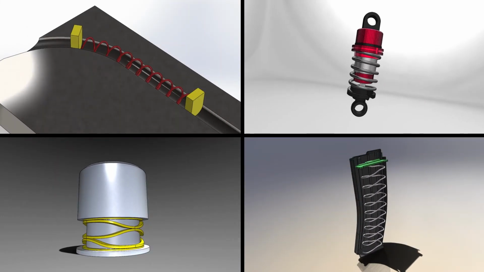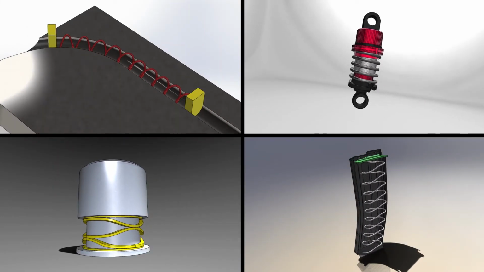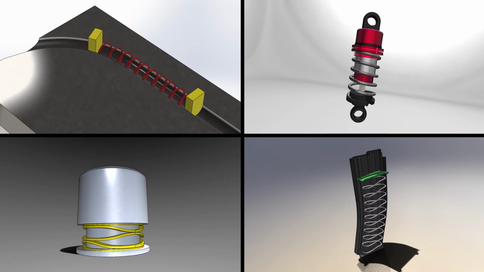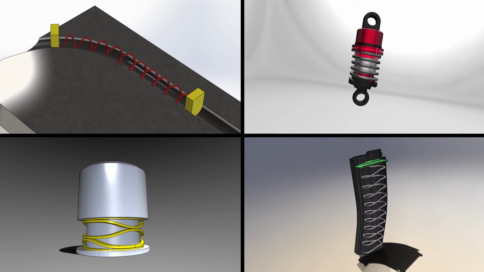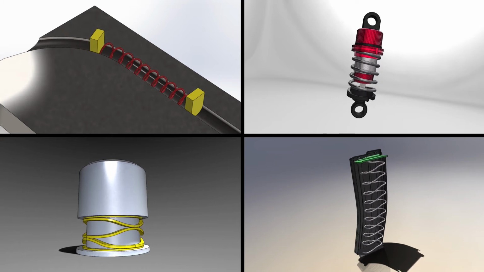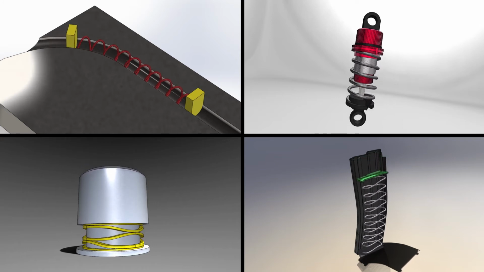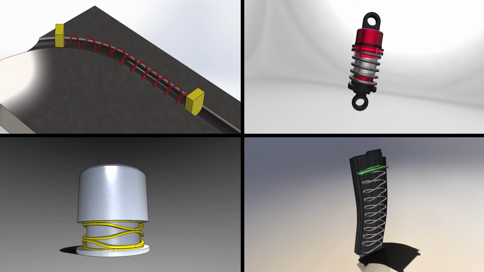Here are 4 examples I've done with variations of this technique. As you can see, this technique can be applied to create straight spring animations, curved springs, wave-type springs, or even bent springs of an odd shape like a firearm magazine spring. These were created directly out of SOLIDWORKS with no post-processing.